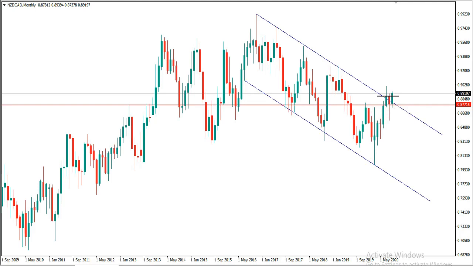You can see that the month is already above. However, this month has not closed, so anything can still happen. You can just see the month push back below. So let's see what we have from the weekly time frame.